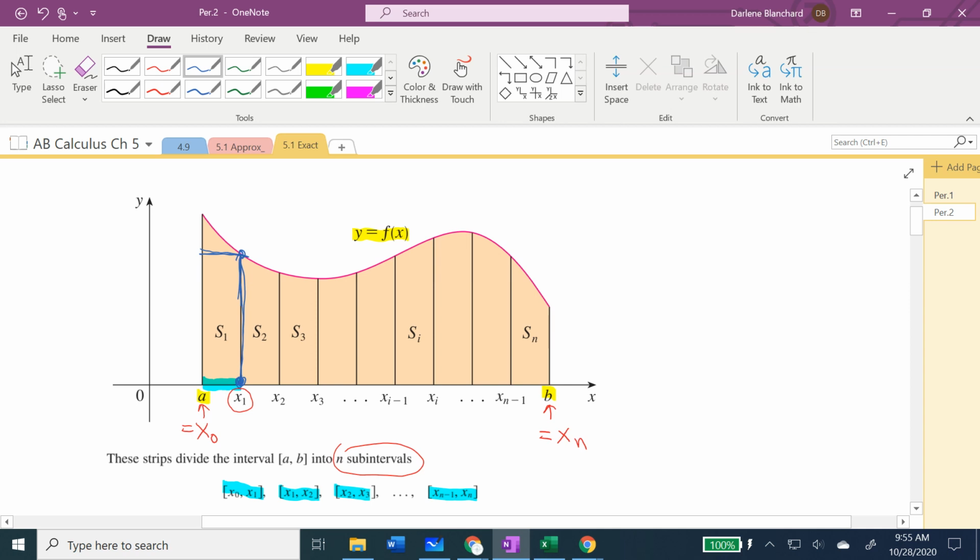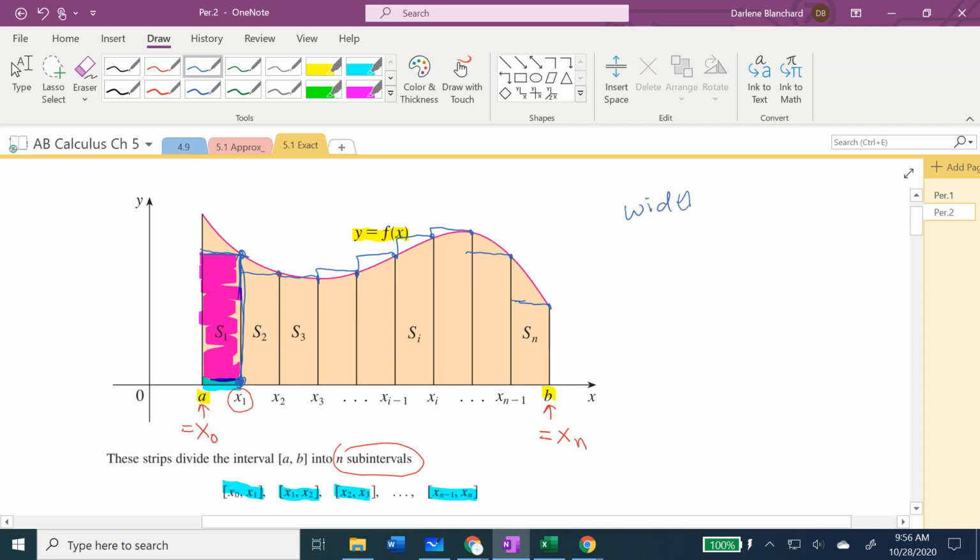So anyway, this creates strips, area strips. This is giving me an approximation of the area of that first strip. And I'm just going to keep doing that. If I use the right endpoints, I'm going to lop off all these rectangles. And I need a formula for the area of these rectangles. Well, rectangles are made up of height and width. So let's start there.